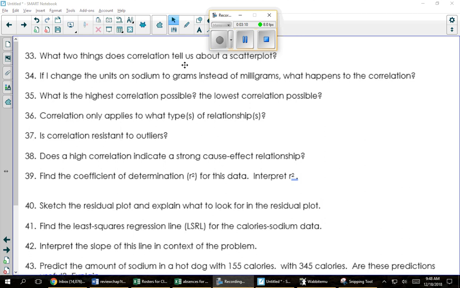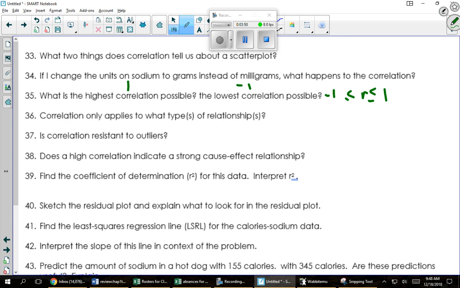Number 34, when I change units, the formula handles that. It's basically standardizing my x and y variables. So changing the units does not change the correlation. Correlation could have any values between 1 and -1. But a lot of times we'll say a low correlation is actually 0, because -1 is a pretty strong negative relationship. So r has to be between -1 and 1, but when it's 0 is really when it's the weakest.